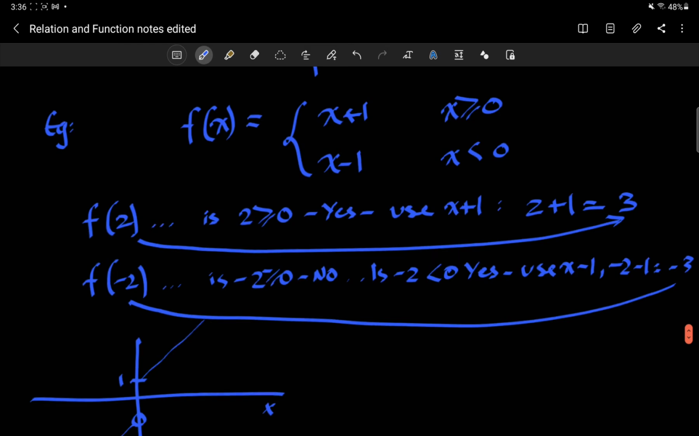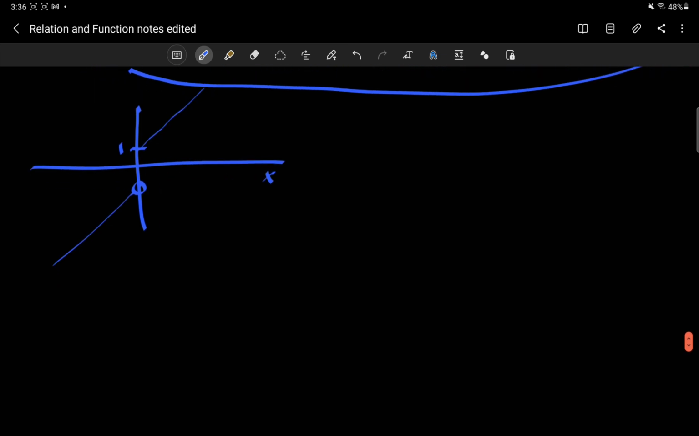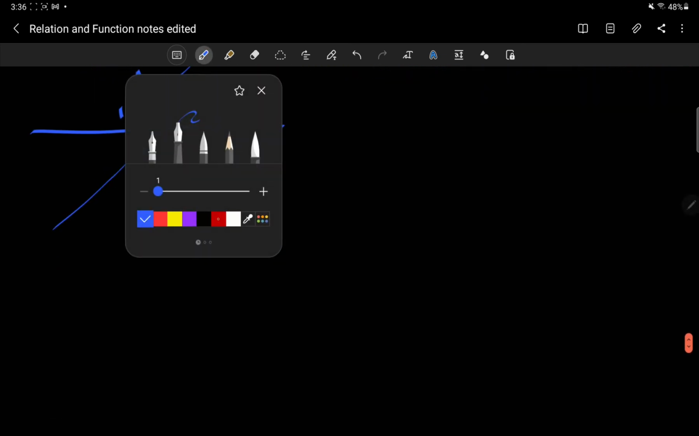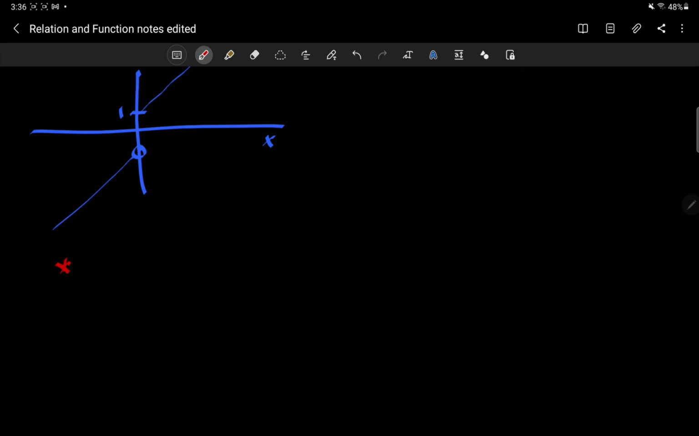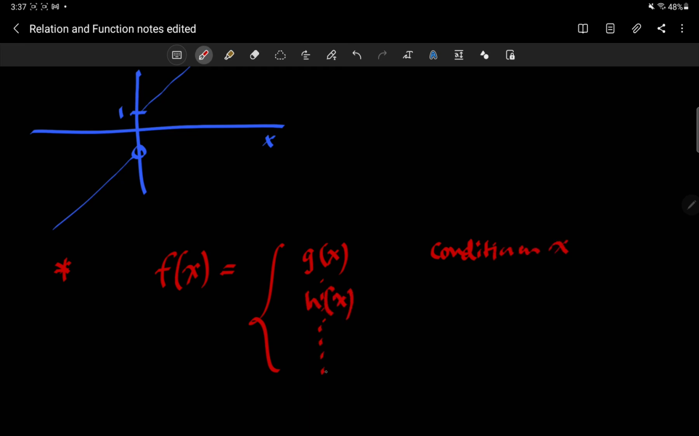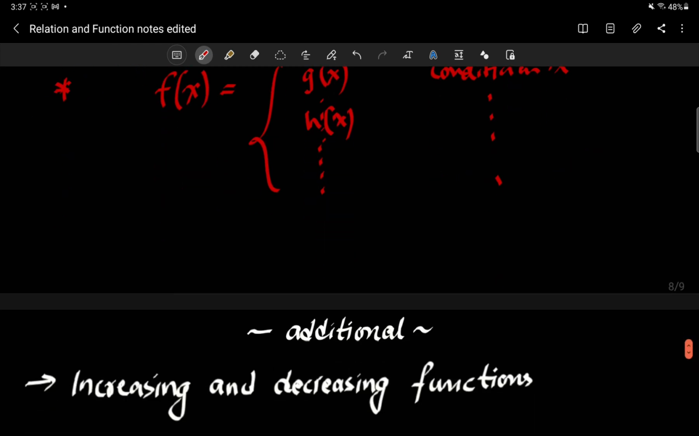Now remember, these rules can be anything, right? These can be any conditions. So what a compound function really is, it's a function which is defined as a bunch of different functions, right? And under certain conditions on x. So that's why it's piecing together functions. You're taking two functions and you're gluing them together. And that's called a compound function.